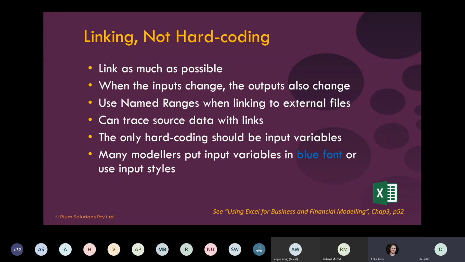So always linking, particularly with assumptions documentation like we talked about, being able to trace the source data with the links. The only hard coding should be input variables. And there's usually a kind of standard. So we show where something is hard coded and something is a formula. You should have it in a different font or a different color code. You can use that file that Microsoft has very kindly set up for us, or blue font.